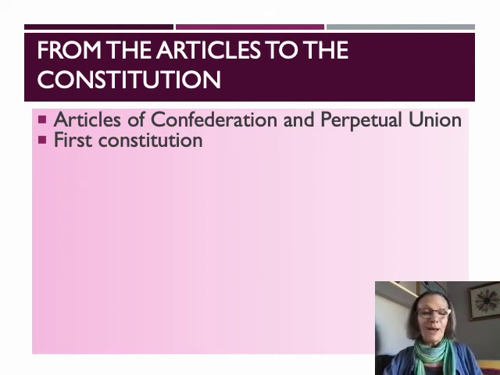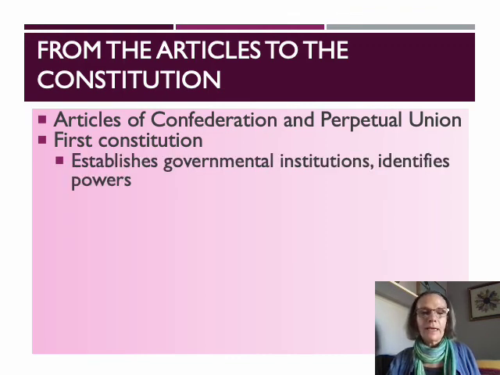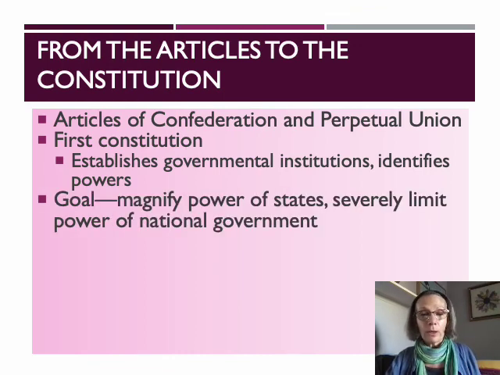What are going to be the governmental institutions? How much power is the national government going to have? And so that's what the Articles of Confederation is. It establishes the governmental institutions for this new nation and identifies the powers of the national government.